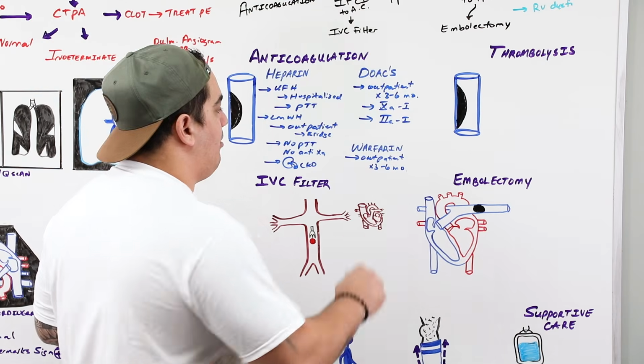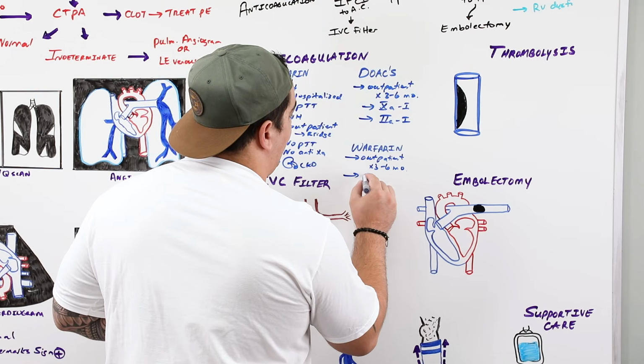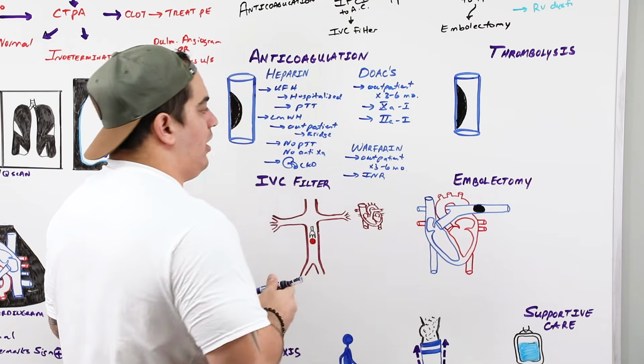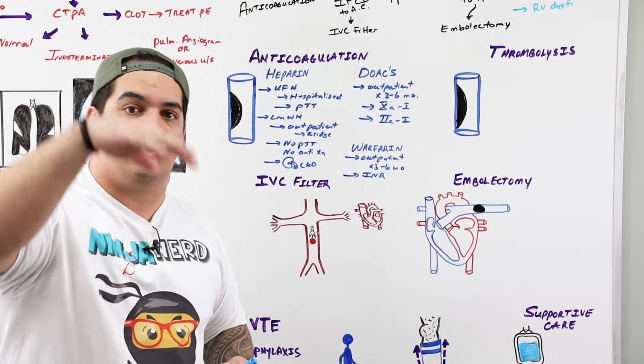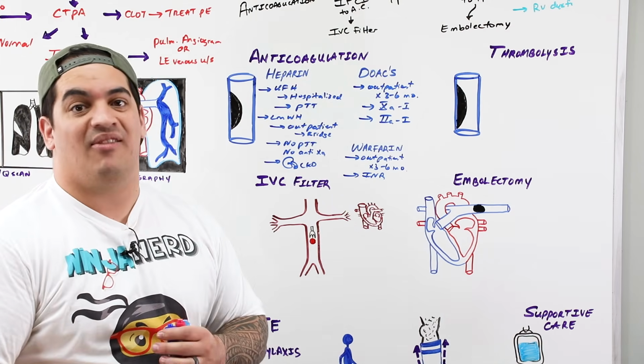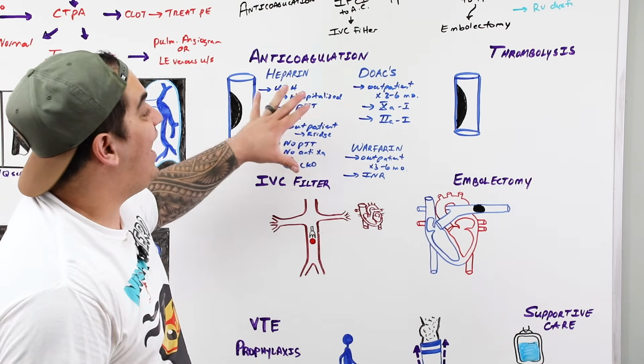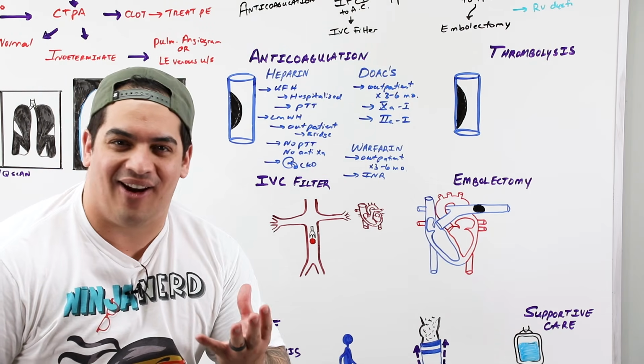The only big thing that you have to remember is with warfarin, you have to keep monitoring their INR. Okay, because if you have too much warfarin, their INR can be supratherapeutic and they have an increased risk of bleeding. Okay? So that's our anticoagulation. We have a good idea now, right?